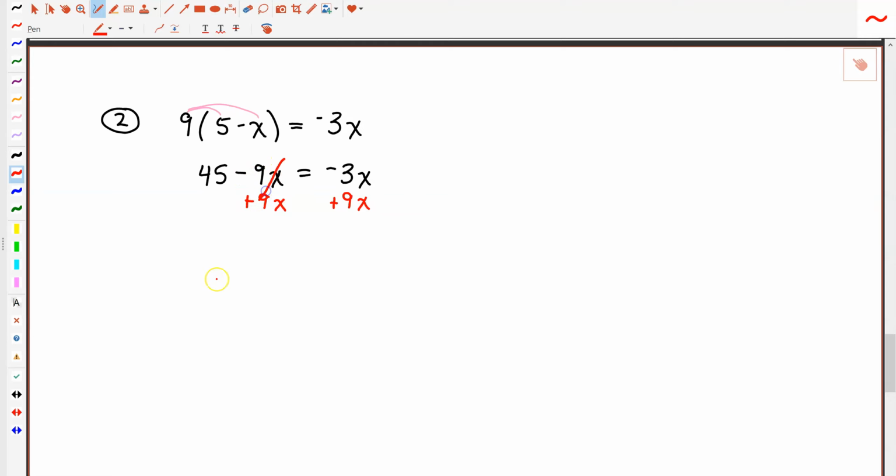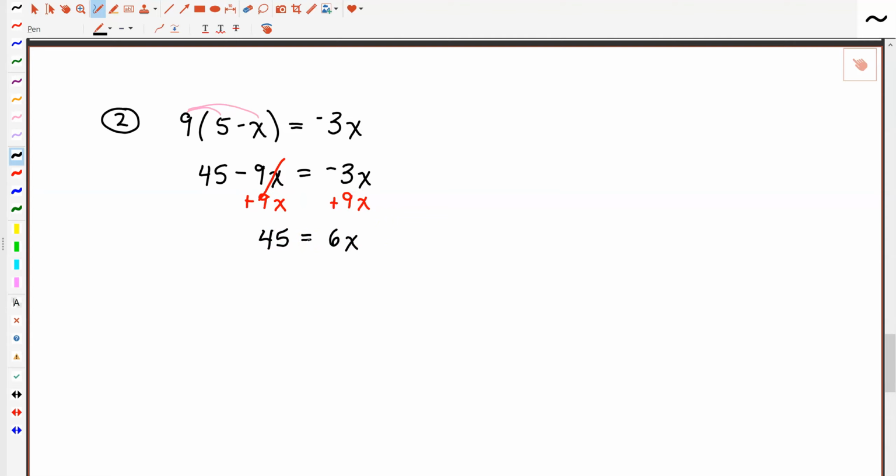Again, if you want, you can put a slash right here to show that these two pieces cancel. Over here on the left-hand side, I'll be left with 45. And over here on the right-hand side, negative 3x plus 9x is going to be positive 6x. Because I did the same thing to both sides, I know that my equation is still in balance. Remember, you have to show your inverse operation on both sides of the equation.